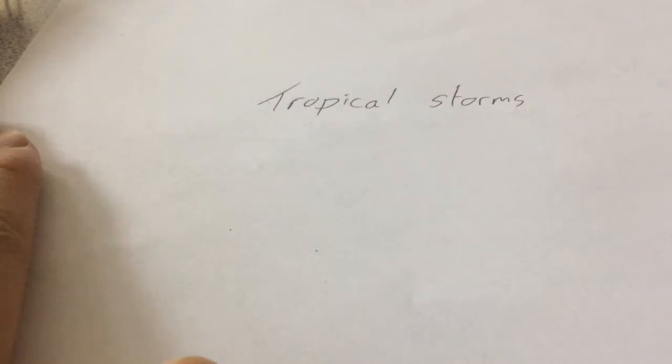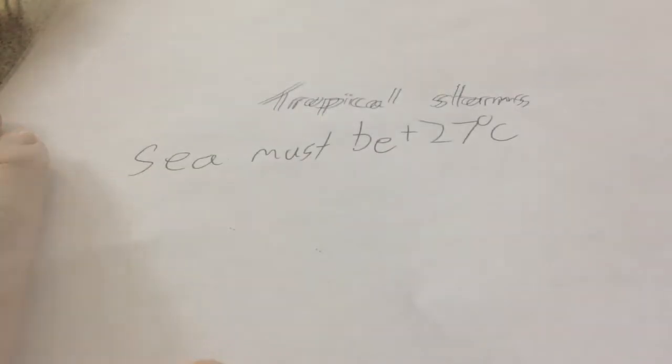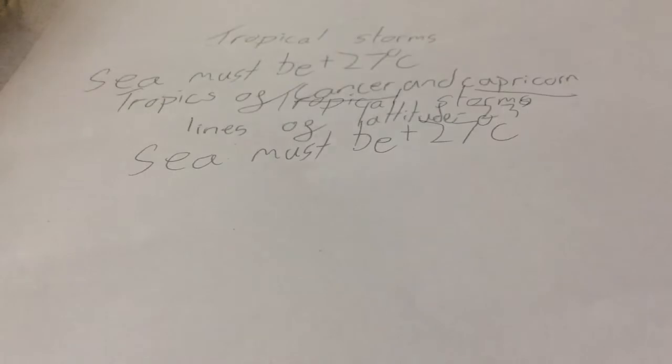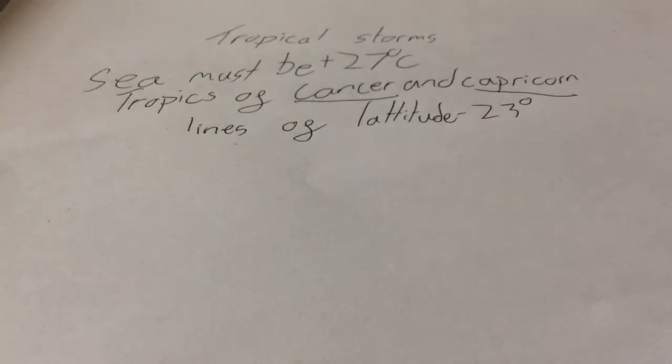We are going to learn about tropical storms today, and tropical storms are feared by many. They are a powerful force that can pack a punch. For the tropical storm to form, the sea that it is going to form upon must be 27 degrees Celsius or above. These kinds of seas can be found between the tropics of Cancer and Capricorn, found near the equator. These two tropics have a line of latitude of 23 degrees.